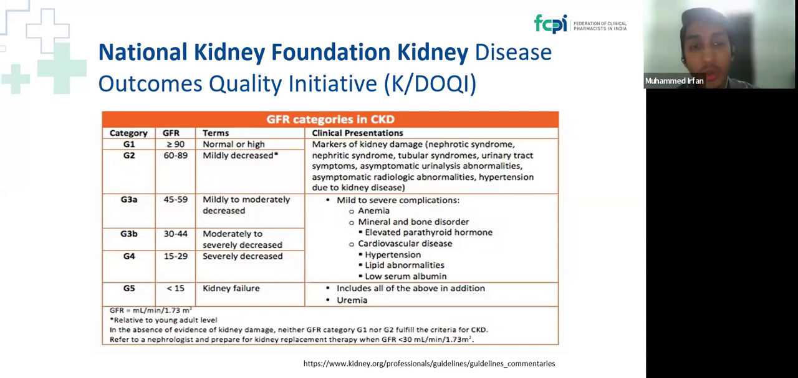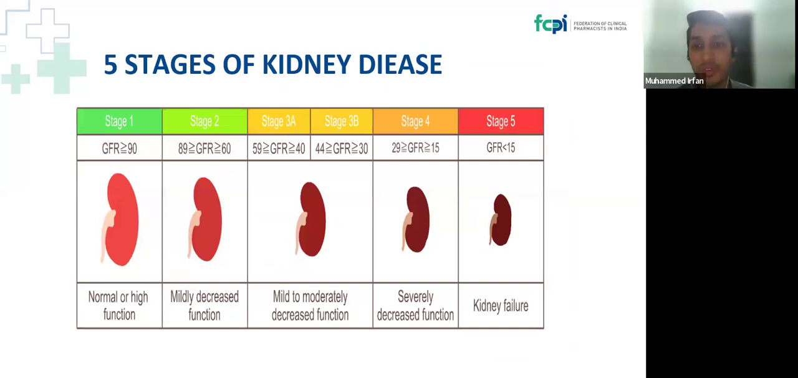But when we look at the mild to moderate situations, or severe situations, they have given the mild to severe complications, that is anemia and cardiovascular diseases like hypertension, lipid abnormalities and low serum albumin. And the most prominent in kidney failure is uremia, urea increasing conditions, and the 5 stages of kidney disease.